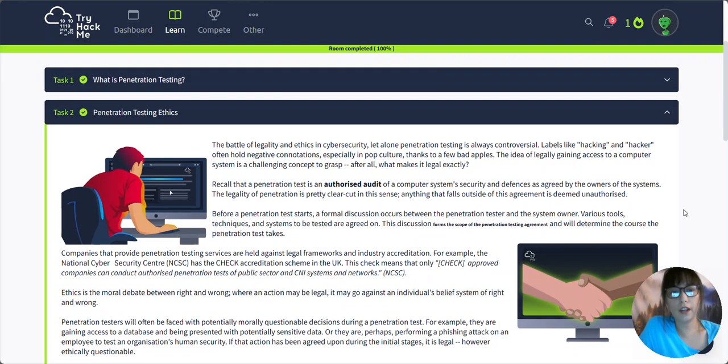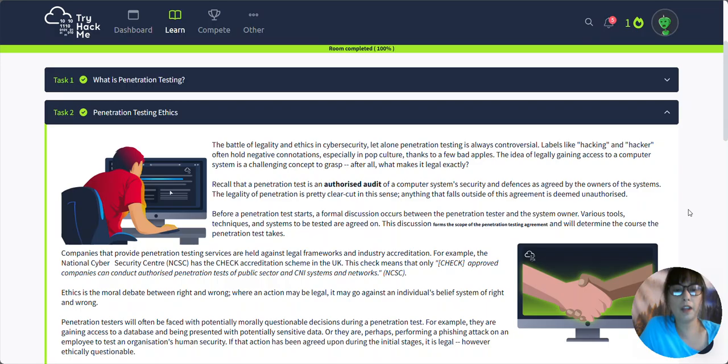Recall that a penetration test is an authorized audit of a computer system's security and defenses, as agreed by the owners of the systems. The legality of penetration testing is pretty clear-cut in this sense. Anything that falls outside of this agreement is deemed unauthorized.